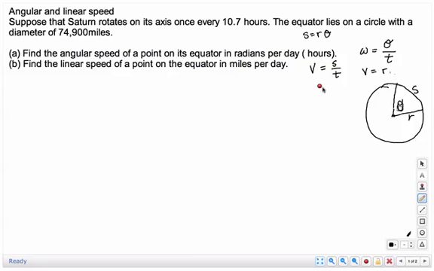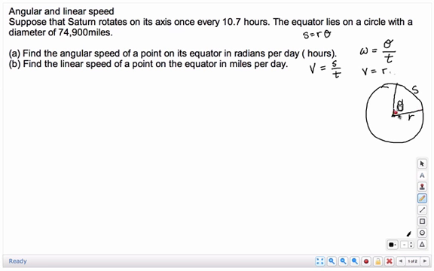When you're asked to find the angular and linear speed, you need to be familiar with a few formulas. First of all, I want to talk about this S. S is going to represent your arc length. So it's the distance from one point to another point based on this angle theta here.